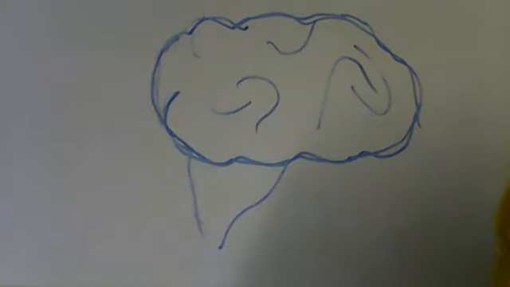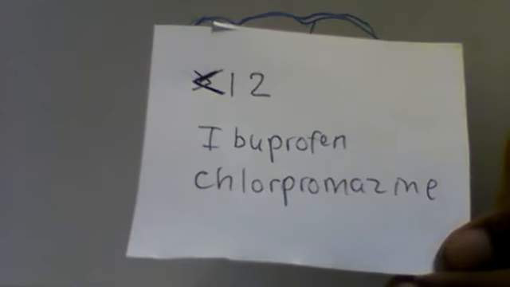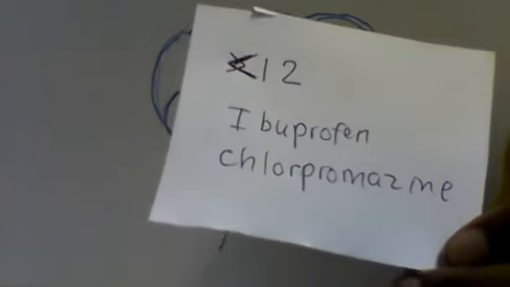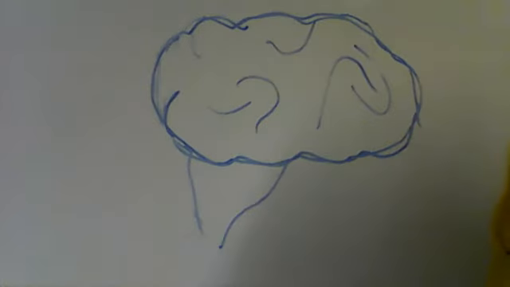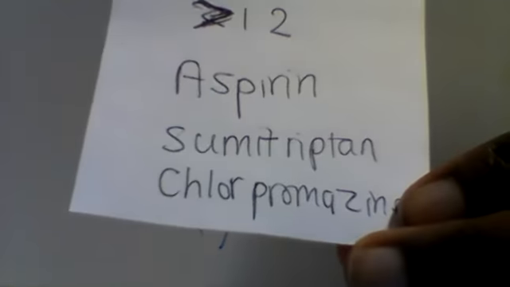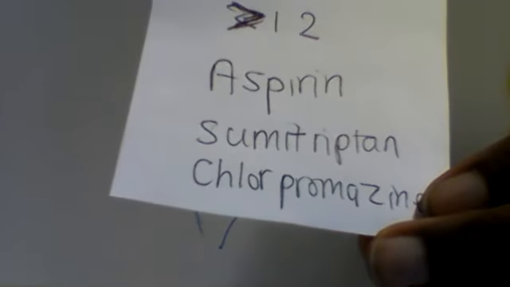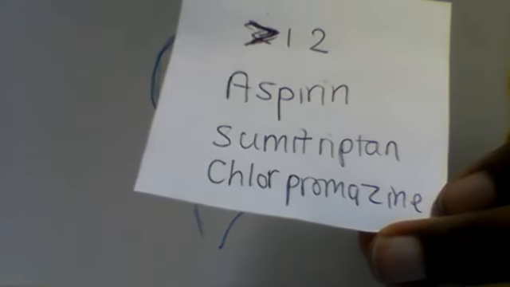Now with migraines, for children who are less than 12 years old, you may want to consider giving them ibuprofen or chlorpromazine. And for children who are older than 12 years old, you may want to consider giving them aspirin and a triptan, and again chlorpromazine.